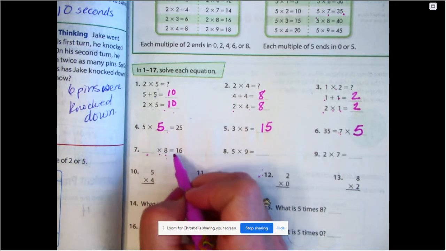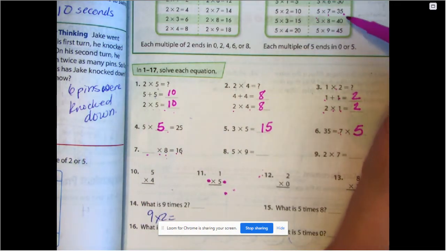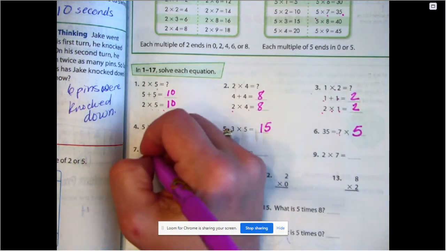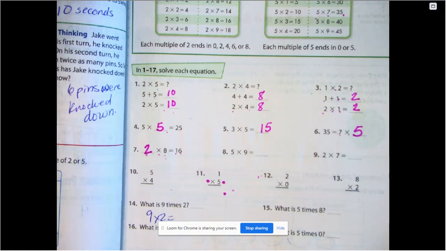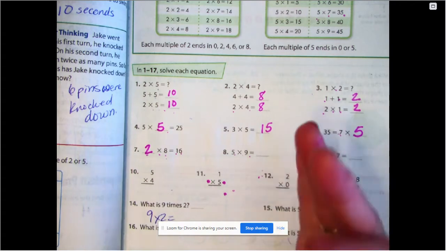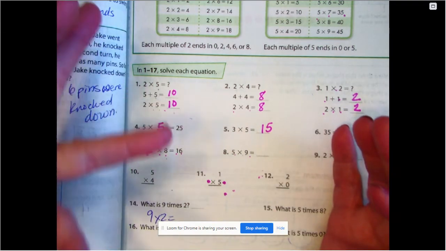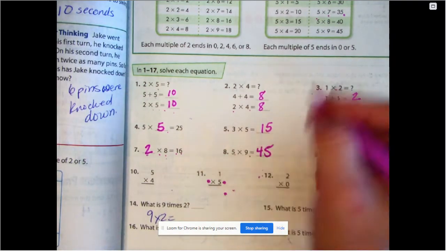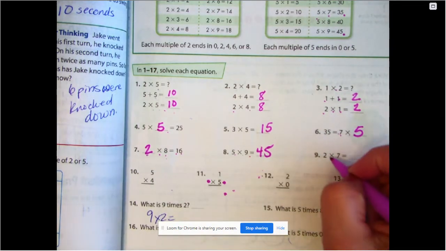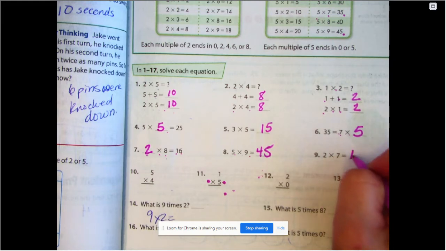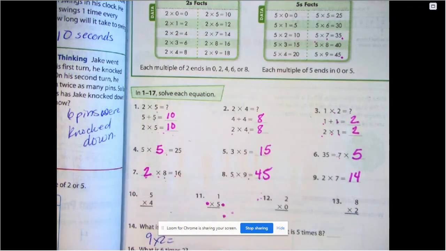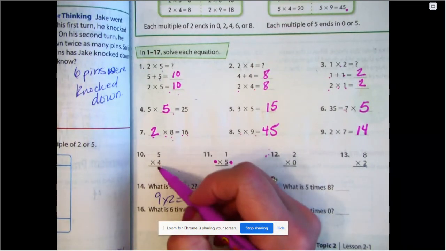Blank times 8 equals 16. So check both of these, see which one has 16. Okay? 2 groups of 8 is 16. 5 groups of 9. 5, 10, 15, 20, 25, 30, 35, 40, 45. So I did that 9 times. I'm going to go up here and check. 45 is right. 2 times 7. 7 plus 7 is 14. I can go up here and check. Right there. Okay.